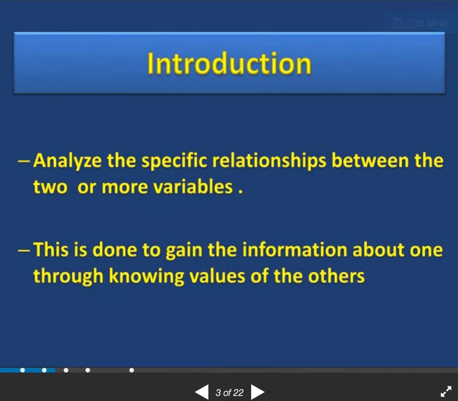So introduction, it's basically, we analyze the specific relationships between two or more variables. Now this is done to gain information about one through knowing values of the others. So in our example, as well as our lab, we're going to look at education and income. So in your head, think about the relationship between education and income. What do you think it's going to be? So for the most part, it's always going to be positive.